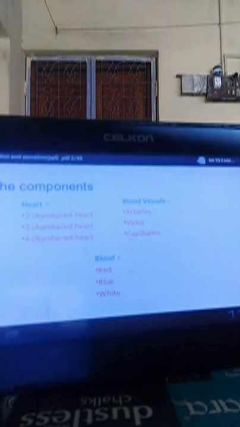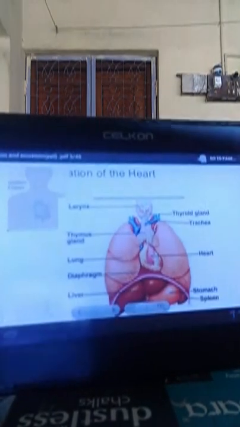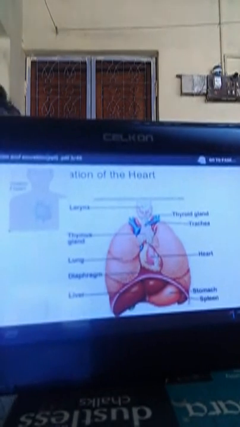But animals like insects do not have any color, that's why the blood is white in color. So this is all about the blood, the three components: the heart, the blood vessels and the blood. Now I will start in detail about the structure of the human heart.